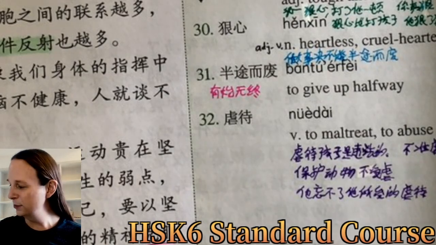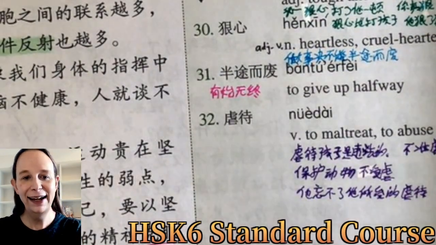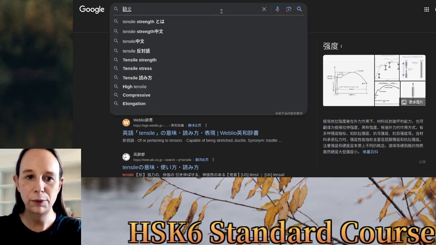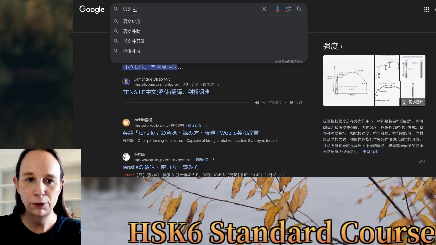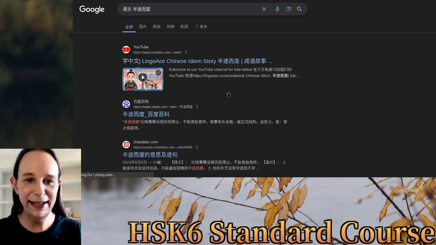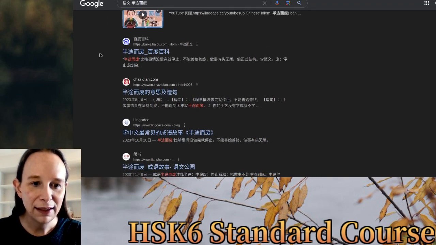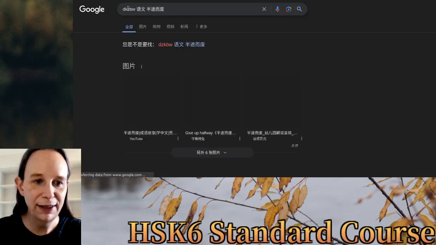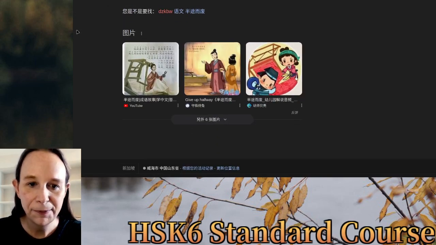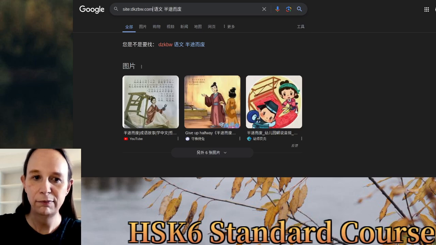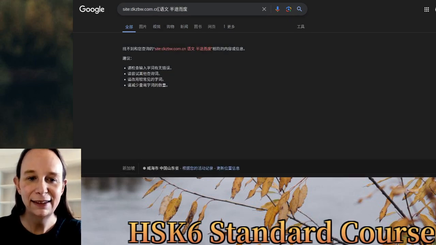Yeah, 半途而废。You get this a lot in the Yuwen. Do you know the Yuwen textbooks? In China, children learn from Yuwen textbooks. Yuwen. 半途而废. It will be in here somewhere. Let's go 电子课本网. Will that work? What if I do this dot? Something like that, I'm guessing. 电子课本网.